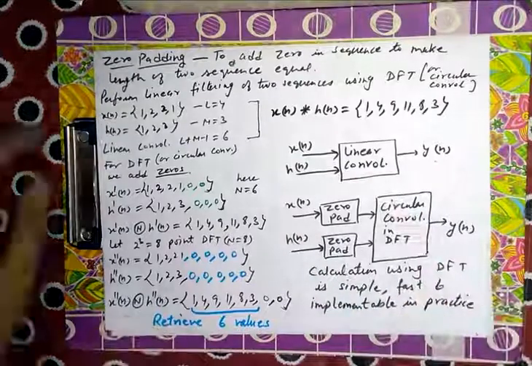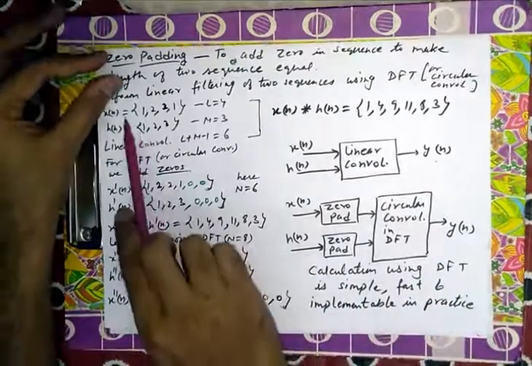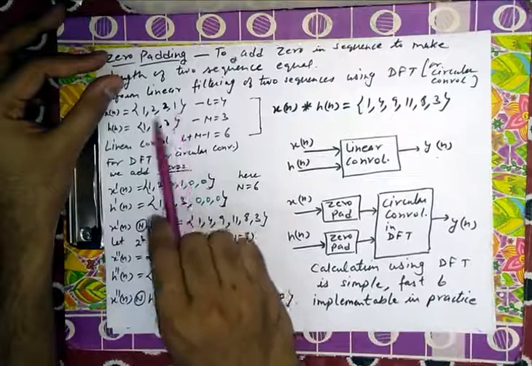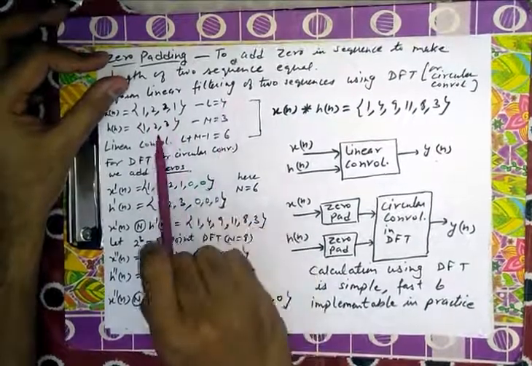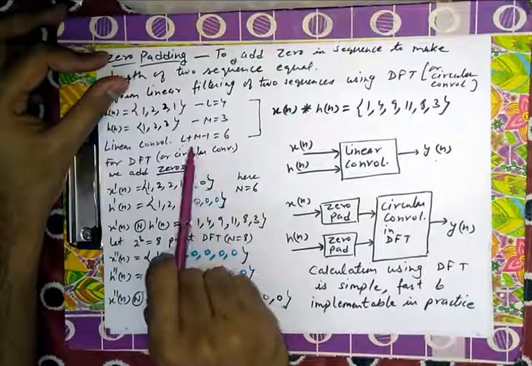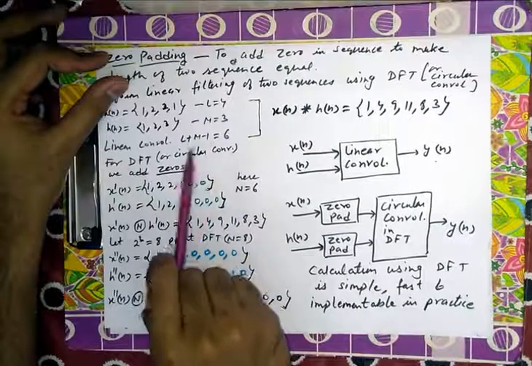Okay, so we'll check that. First we have two sequences, 1 2 3 1 and 2 2 1 1 2 3. Suppose the length of one is 4 and the other is 3. The convolution length should come as L plus M minus 1 by the formula. It is 6.